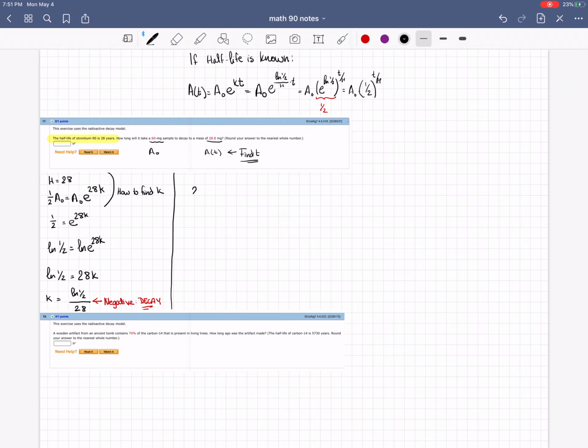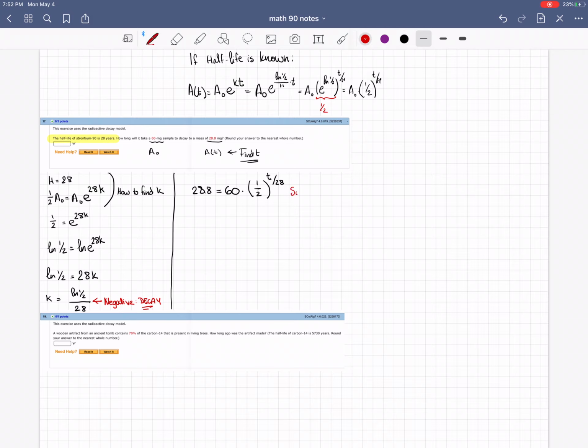So 28.8 milligrams is how much we ended up with, and that's 60 times e to the power natural log of 1/2 over 28 times t, but you'll remember in our previous video, we actually said, hey, you can write that as base 1/2, and that's a little cleaner. So I'm actually going to go ahead and do that. So it's 60 times 1/2 to the power t over h, which the half-life is 28. So I'm going to solve for t here.